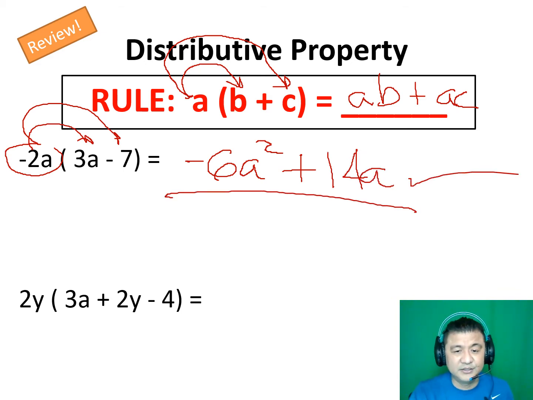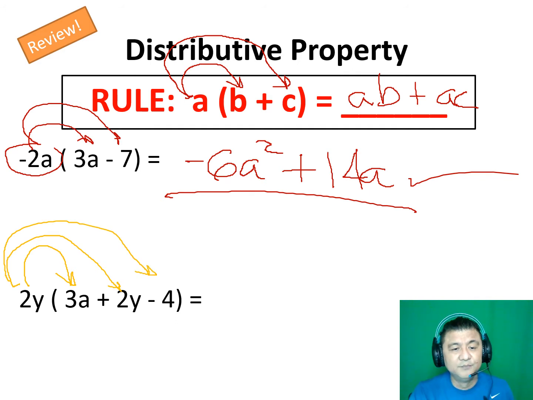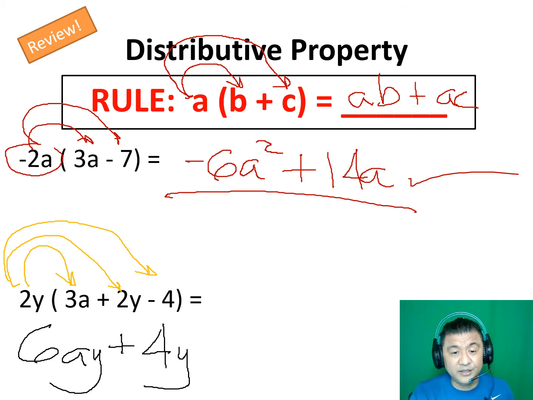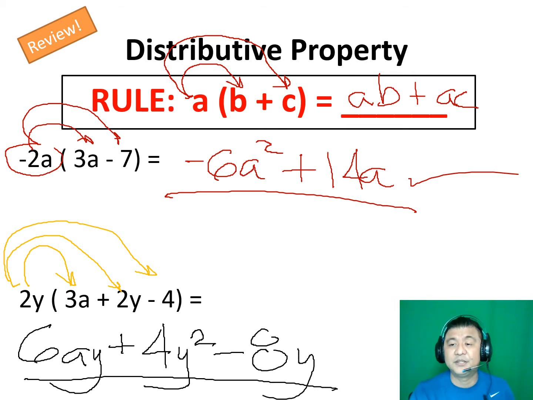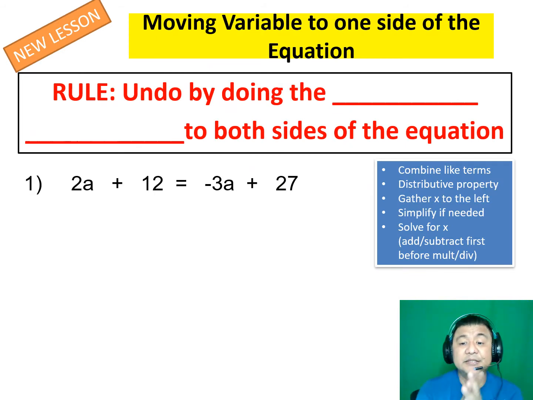So that's your answer. Another distributive property, 2y will be multiplied to each of the terms. Let's start with 2y times 3a is what? It becomes 6ay. Just put the letters together. 2 times 2 is a 4, plus 4. y times y is y squared. And then 2 times negative 4 is negative 8. So y is alone. There you go. So remember distributive property.